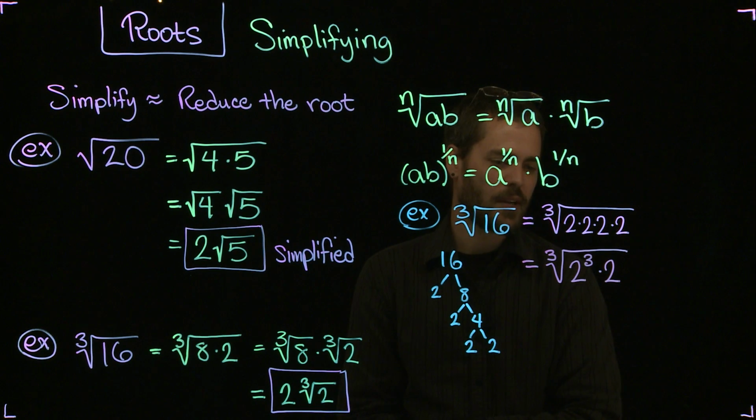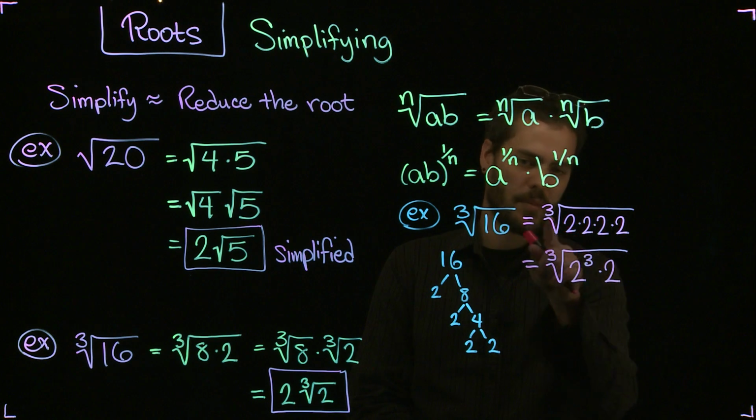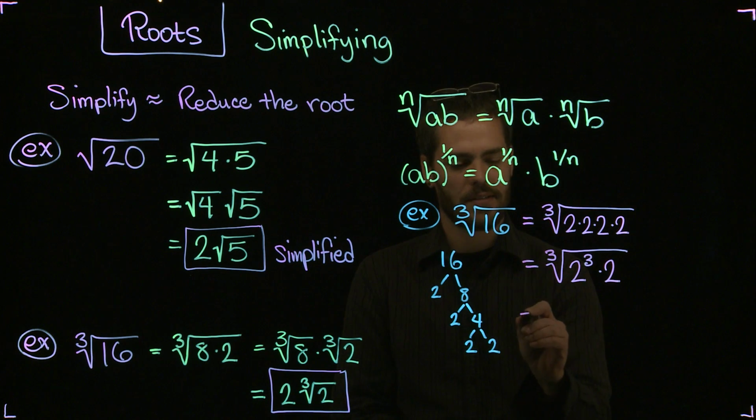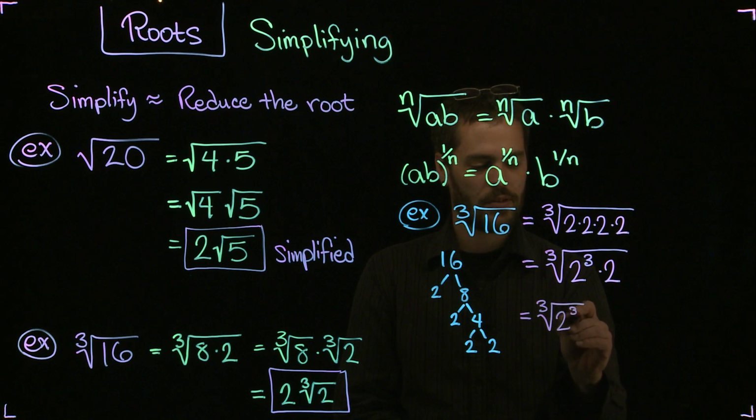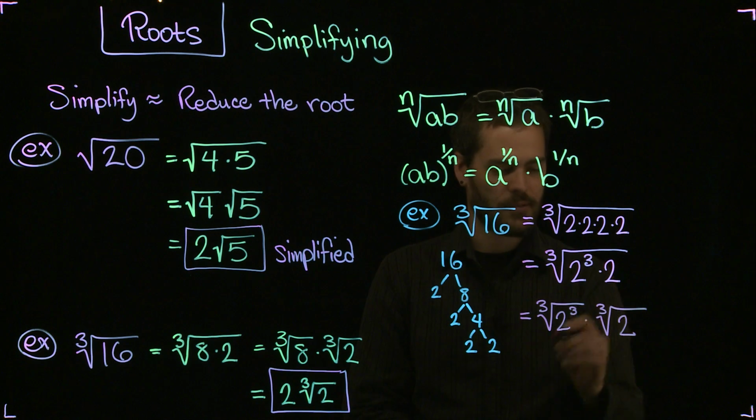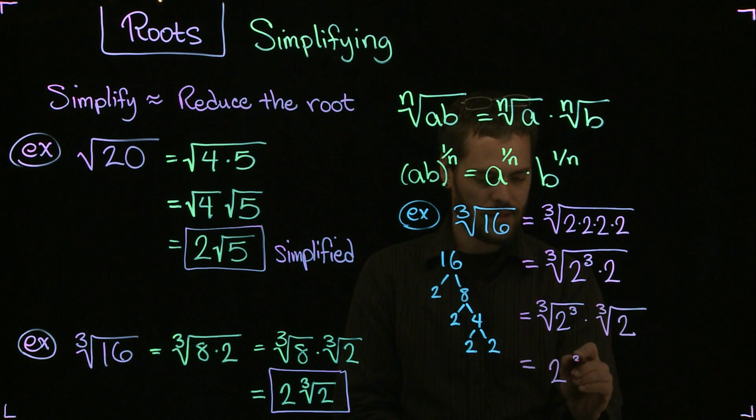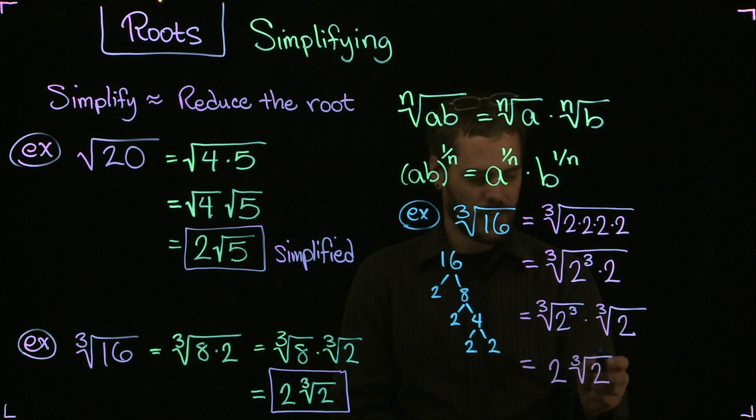This is one way to do it. I could have called it 2 to the 4th power, but I didn't want to call it 2 to the 4th power because I'm looking for some power that matches this outside index. Now I'm going to separate it into the cube root of 2 cubed times the cube root of 2, this guy right here. The cube root of 2 cubed is 2. So indeed we have the same thing. 2 times the cube root of 2 is our final result.